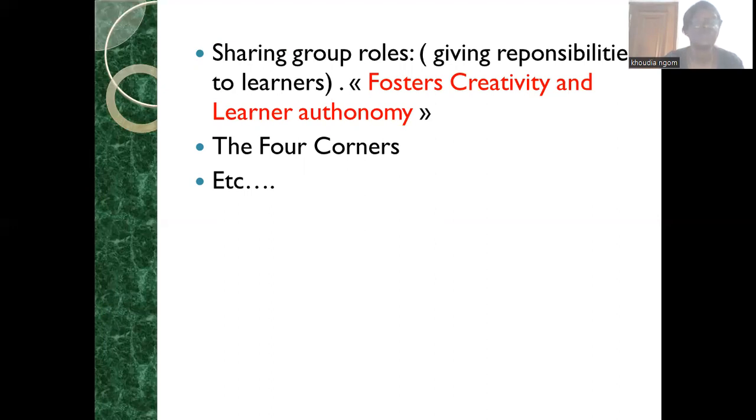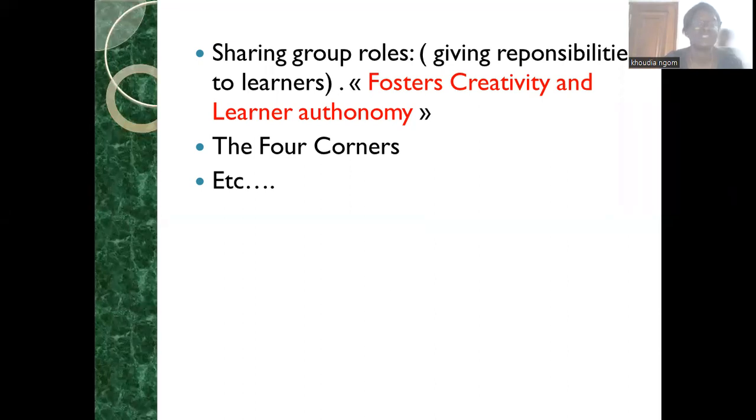because we need to know that our students are not empty vessels. They have something in their minds, and if we give them the opportunity to express themselves, we can learn a lot from our students. And the last activity I propose is the four corners.